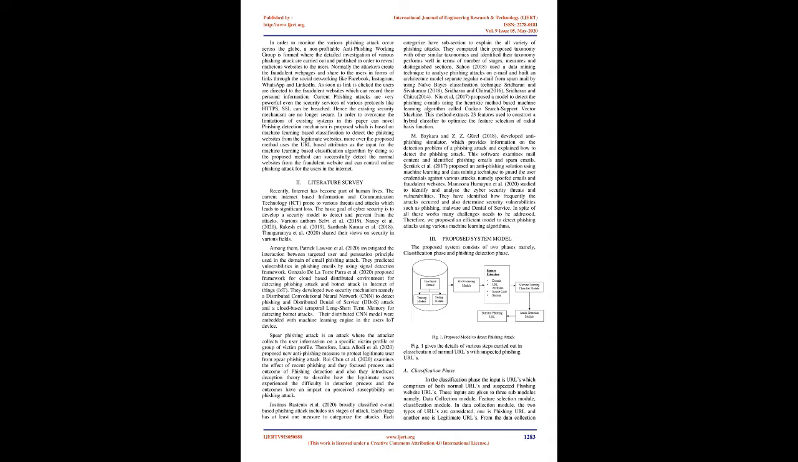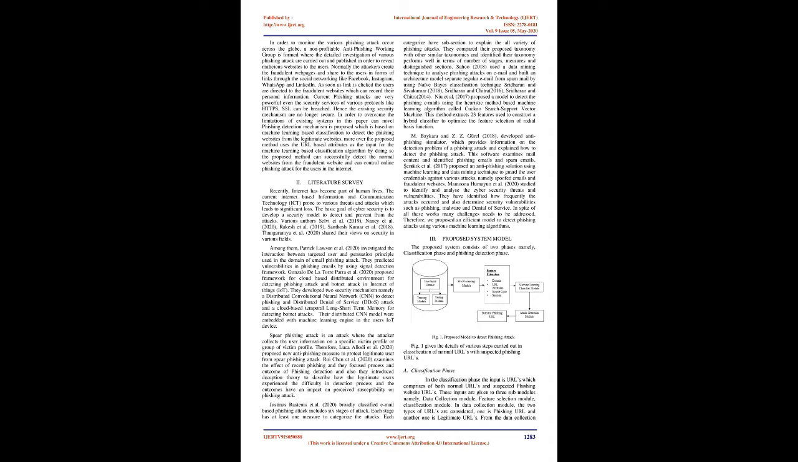Spear phishing attack is an attack where the attacker collects the user information on a specific victim profile or group of victim profiles. Therefore, Luca Allodi et al., 2020, proposed a new anti-phishing measure to protect legitimate users from spear phishing attack. Rui Chen et al., 2020, examined the effect of recent phishing, and they focused on the process and outcome of phishing detection. They also introduced deception theory to describe how legitimate users experience difficulty in the detection process and how the outcomes have an impact on perceived susceptibility to phishing attack.